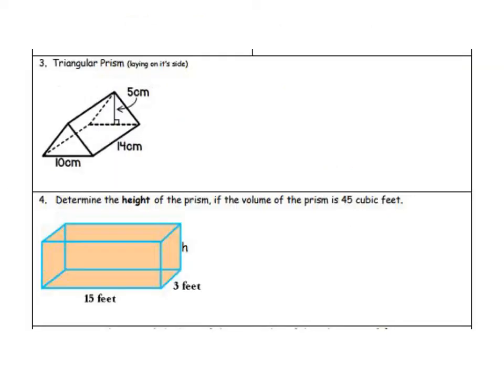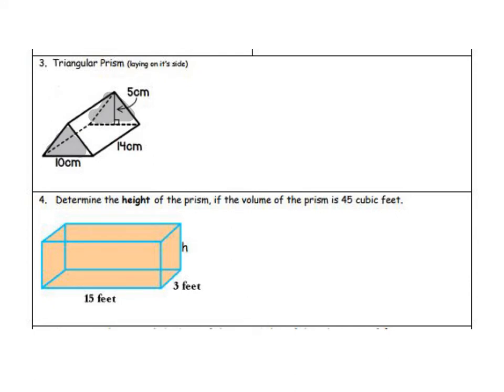Okay, now if you look at this next one, number 3, it says a triangular prism and it's laying on its side. All that means is that it's still a triangular prism because the shape is triangles. So we're going to go ahead and shade in the bases. Remember, we always shade in the bases because that helps us out.